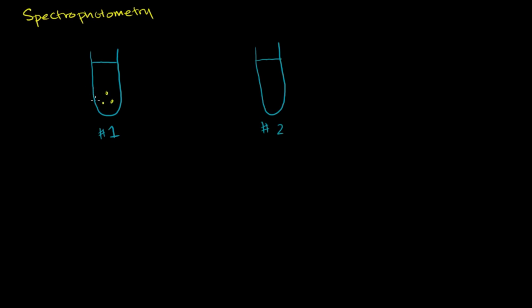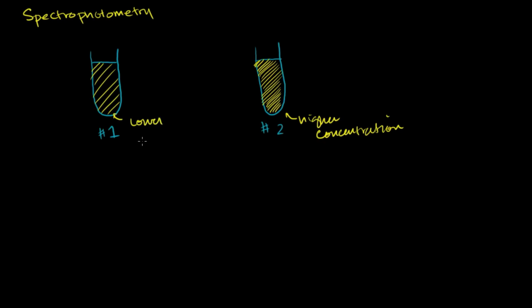Let me shade it in like this. So it has less of it. And let's say solution number 2 has more of the solute. So I'll just represent that as more closely packed lines. So the concentration of the solute is higher here. So let me write higher concentration. And this is a lower concentration.